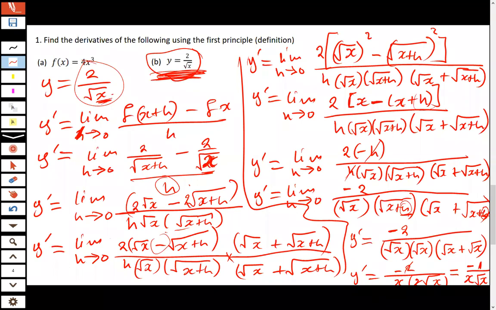So do we have any questions about the first principle? Because the first principle, according to my understanding, is just this expression here. That's all. Just master this expression. The remaining part is just simplifying these functions. Remember the rules of surds and the conjugate, all those things apply. So the rest of the whole expression here is just simplifying. The first principle is just this expression.